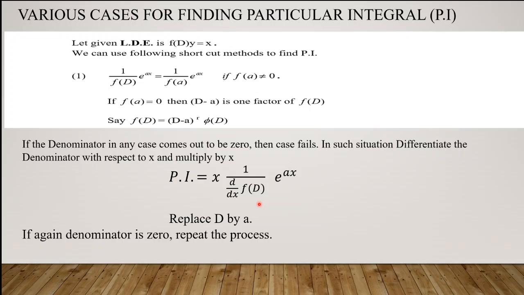Repeat the process means what? This expression is multiplied by x, so x will become x square. This is the first derivative. Now you calculate the second derivative of this, or differentiate once again this particular term, and you get the second derivative, operate it on e to the power ax. Go on doing this until you get the denominator as a finite term, because for the existence of a finite value, the denominator should be non-zero.